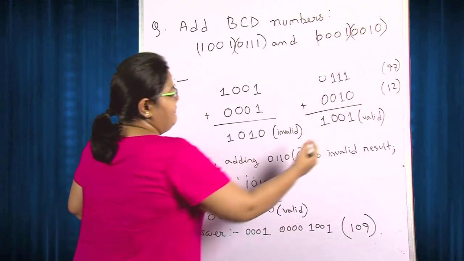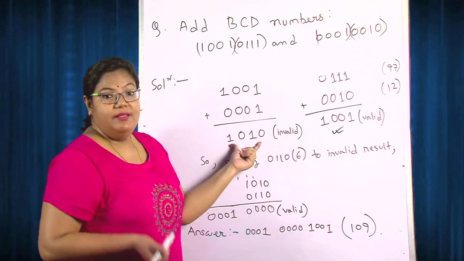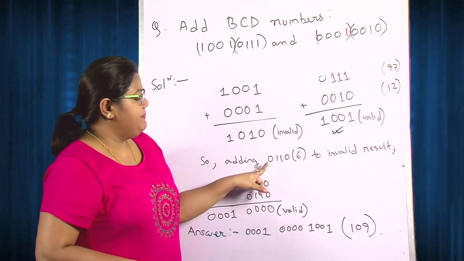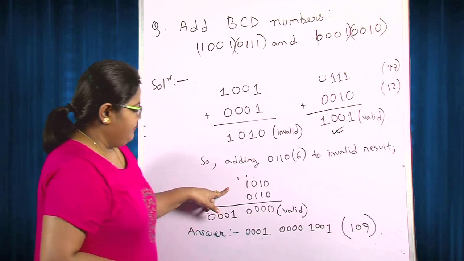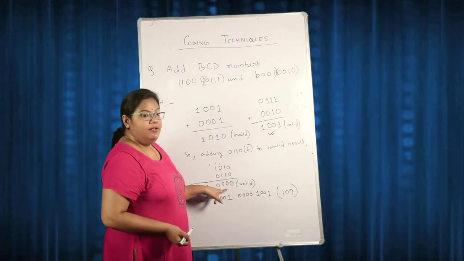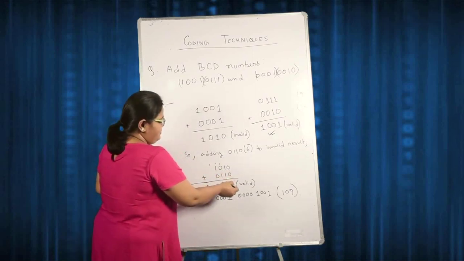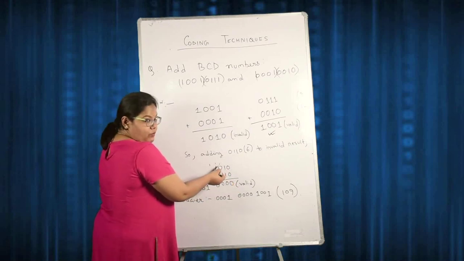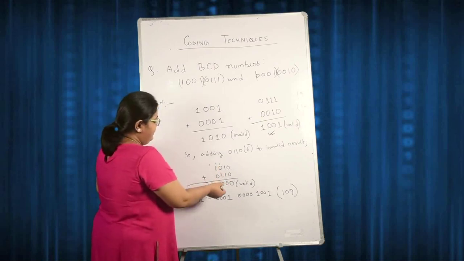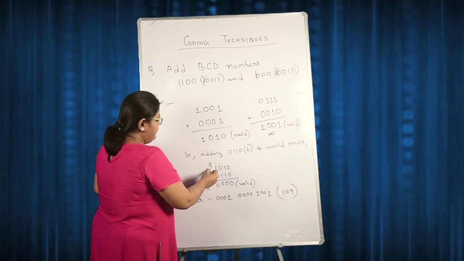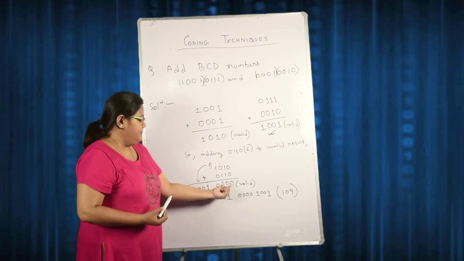So now this part is valid, so we don't need to add any 6 component here, but since this part is invalid, we need to add 6, that is represented by 0110, to this invalid BCD number. For doing that, we have this addition, and this is again simple binary addition. We get 0 plus 0, 0, 1 plus 1, 0, and have a carry of 1, again 1 plus 1, 0, and again a carry of 1. So 1 plus 1, 0, and a carry of 1. Now this carry over 1 will come here. We are going to add this carry in the front of this BCD number.